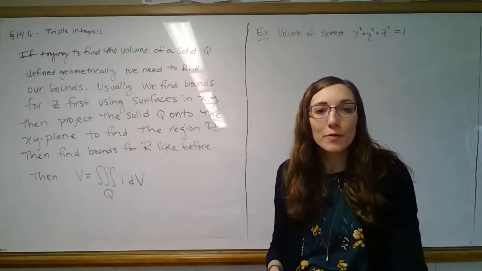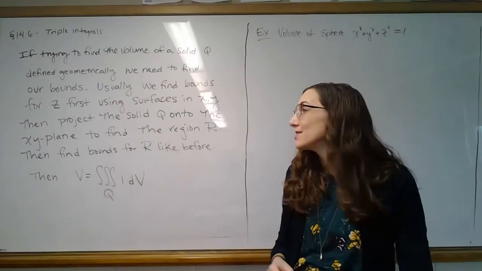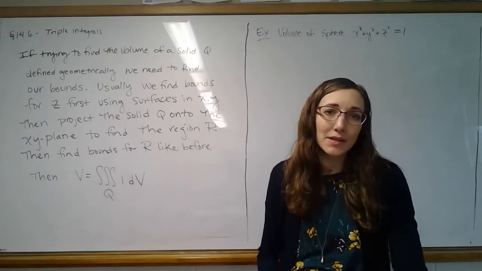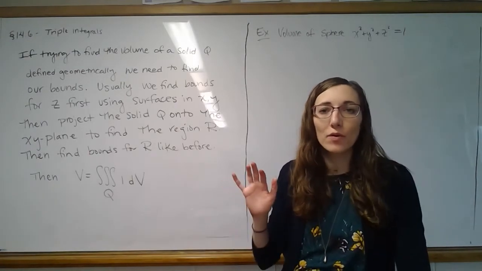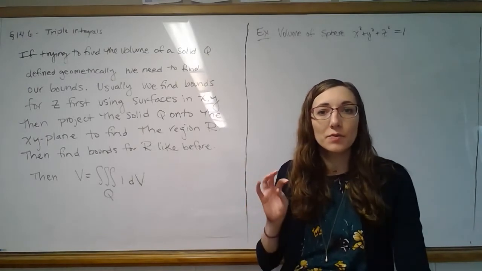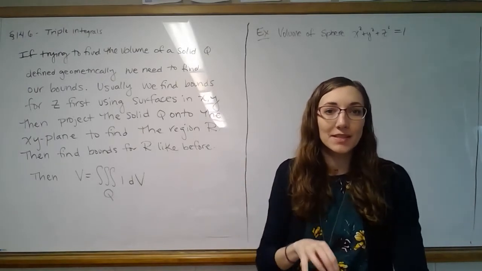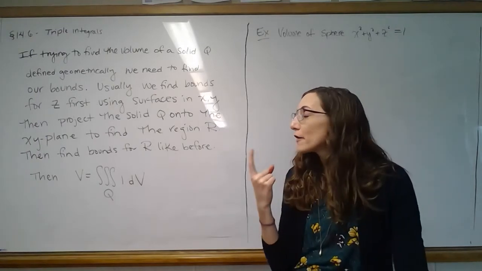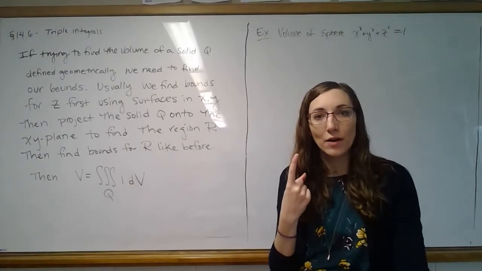All right, so when we are using triple integrals to find these volumes, we're going to need to find our bounds. It's kind of like how we did the same way when we were looking for areas. We needed to find the bounds that define the region. So this time though we have 3 bounds. So we're typically first going to find our z bounds.